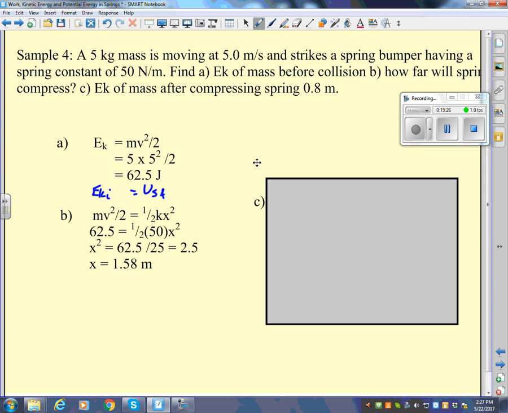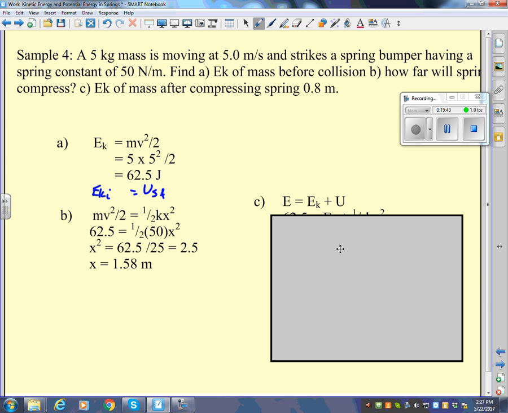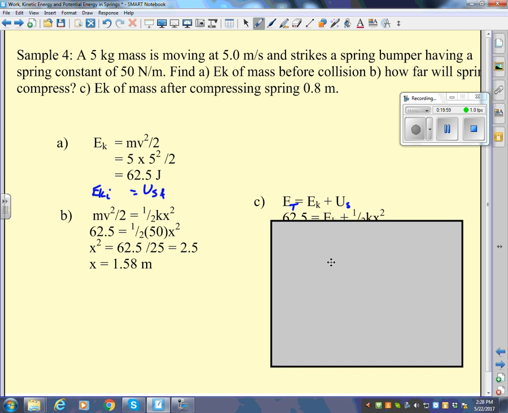Okay, so now the kinetic energy of the mass after compressing the spring only 0.8 meters. So if it were to stop, it would have to go to 1.58. It's not stopping, it's only going to 0.8. How much kinetic energy, or in other words, how fast is it moving when it's still only compressed at 0.8 meters? Okay, so I'm going to write E, or ET might be a better way to say. Total energy is the kinetic energy plus the spring energy, US. What is the total energy? 62.5. That's how much kinetic energy there is at the start. That's how much spring energy there is at the end. So that's going to be 62.5.